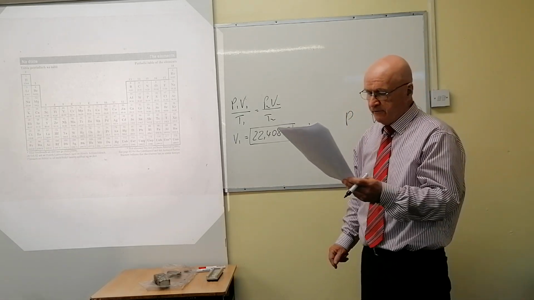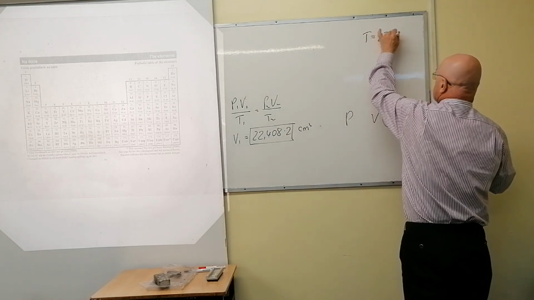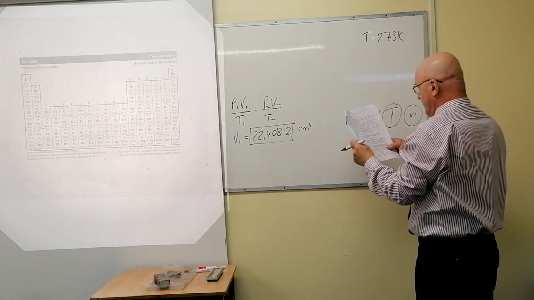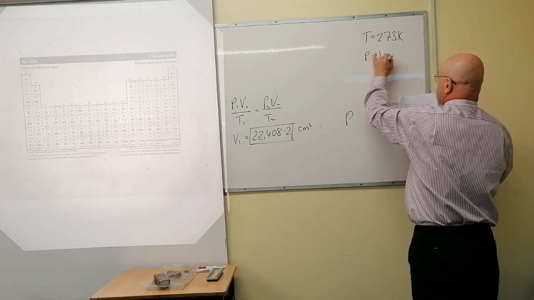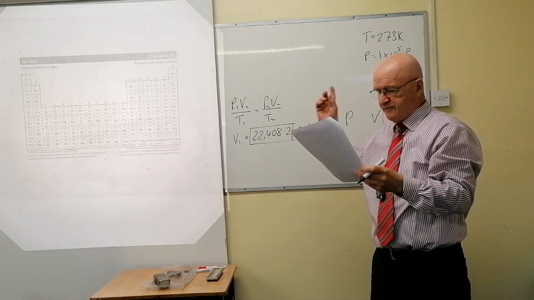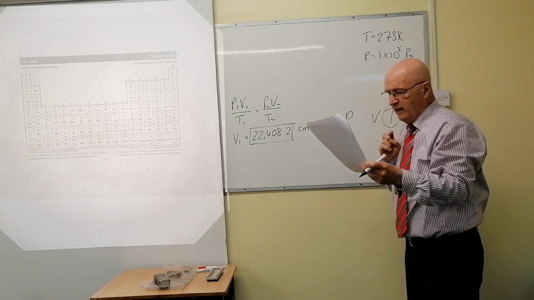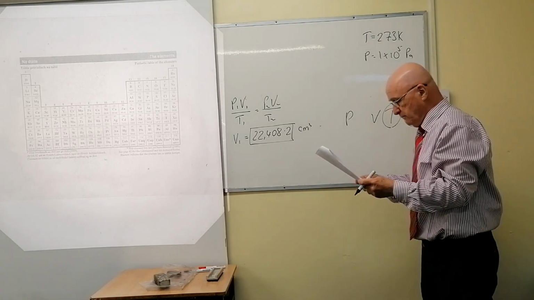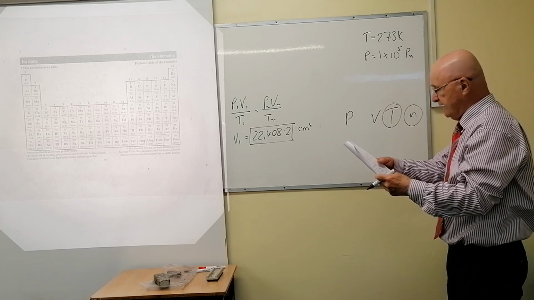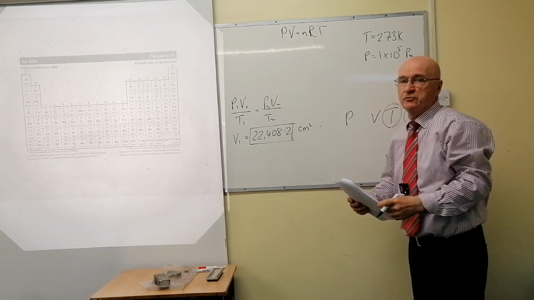Now, the next thing it asks you is, taking the values of T equals 273 Kelvin and the pressure of 1 by 10 to the power of 5 pascals, take these two values in 2 above as standard temperature and pressure. How many moles of gas are in the sample? So they've given you these two and they want to know the number of moles. Are you realizing straight away that this formula PV equals nRT is by far the easiest route to go with?